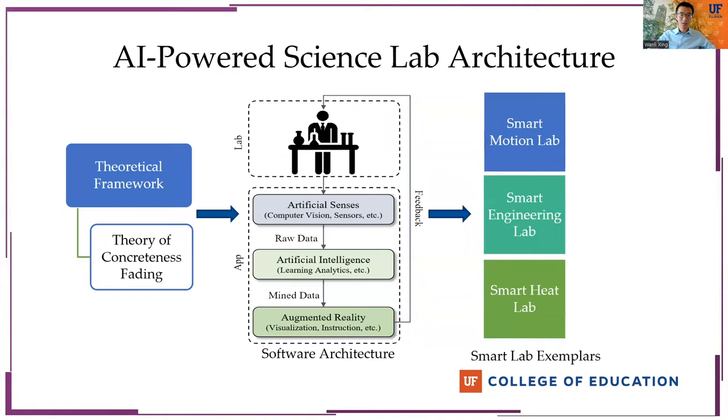As I overview my research dimensions, I draw on learning science theories and frameworks to inform the AI technological design. The particular framework that guides our design and development of the smart labs is the theory of concurrent fading. According to this theory, students begin with physical interactions with concrete instantiations of a targeted concept, and then gradually move toward abstract conceptions.